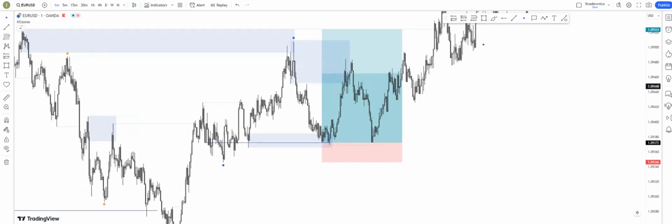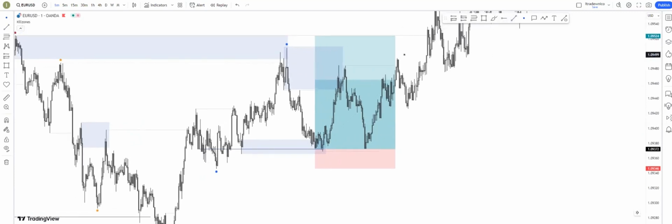Then price breaks right here. We got a new range from this low to this high. And again, which pattern do we have right here? 81. And then price goes to the target.